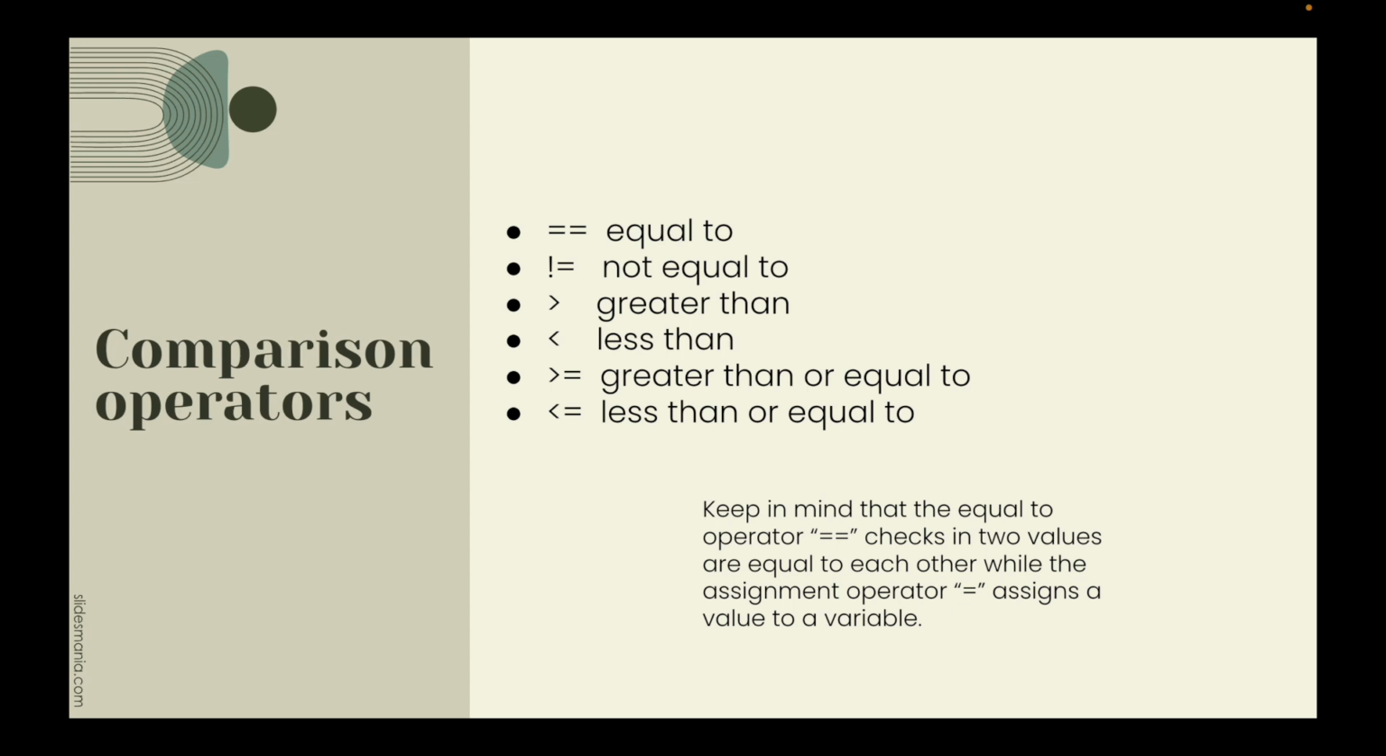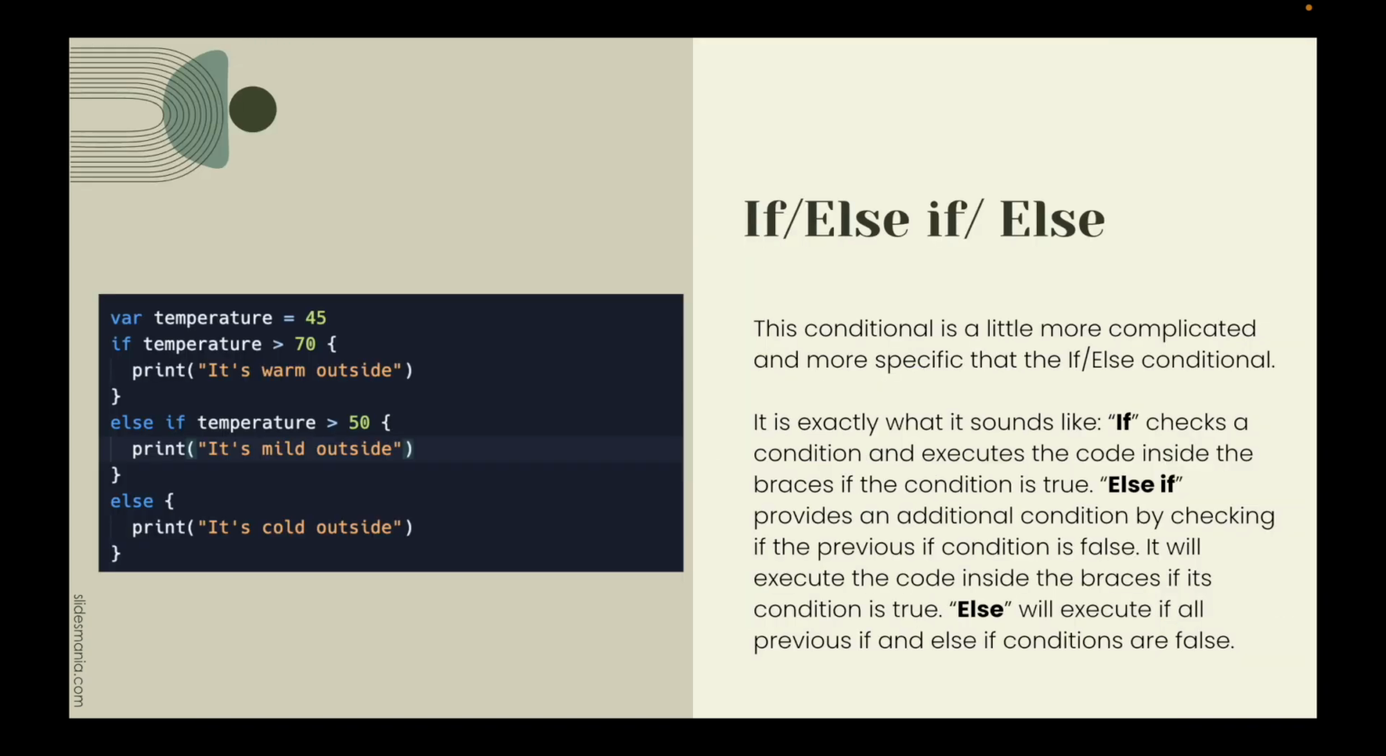And so keep in mind that the equal to operator, which uses two equal signs, checks if two values are equal to each other, while the assignment operator, which is one equal sign, assigns a value to a variable. So if you wanted to, for example, go back to this, instead of if the temperature is greater than 70, if we wanted to check if it was equal to 70, we would put if temperature is equal, with the two equal signs, 70. If we only put one equal sign, it will give us an error because we see that one equal sign is used to assign a value to a variable.